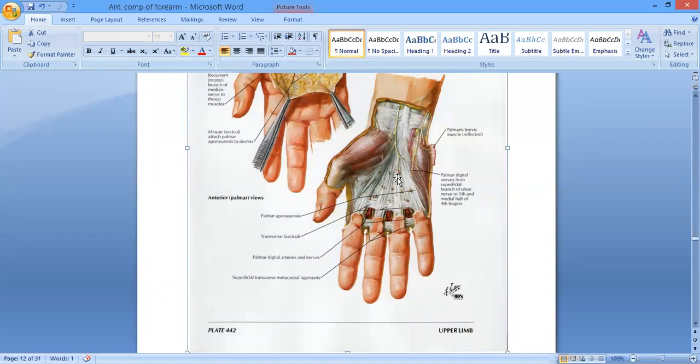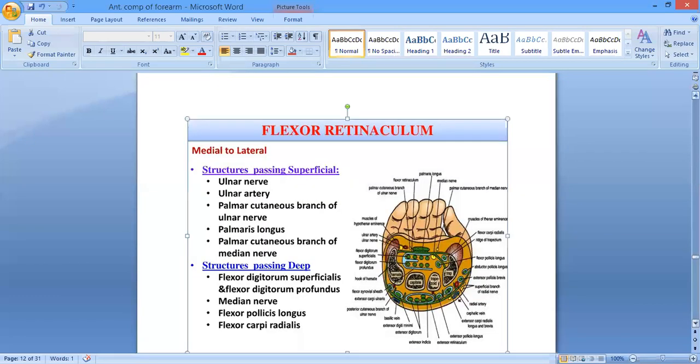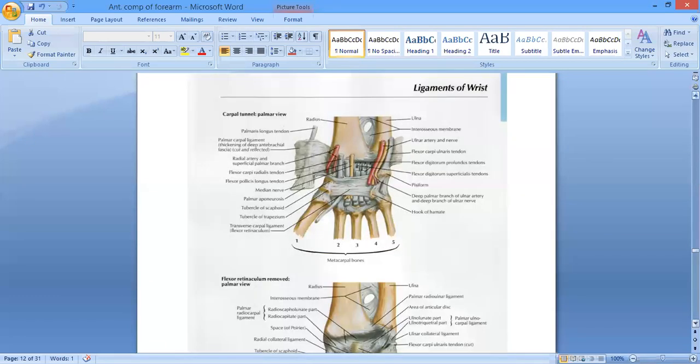Now the structures which are passing behind the flexor retinaculum. Number one, from medial to lateral, we have the tendons of flexor digitorum superficialis, and deep to them the tendons of flexor digitorum profundus are going, right? And these are acquiring the same synovial sheath. Then we have the median nerve, then the tendon of flexor pollicis longus, and then the flexor carpi radialis, right? So these are the four structures which are passing through this carpal tunnel.